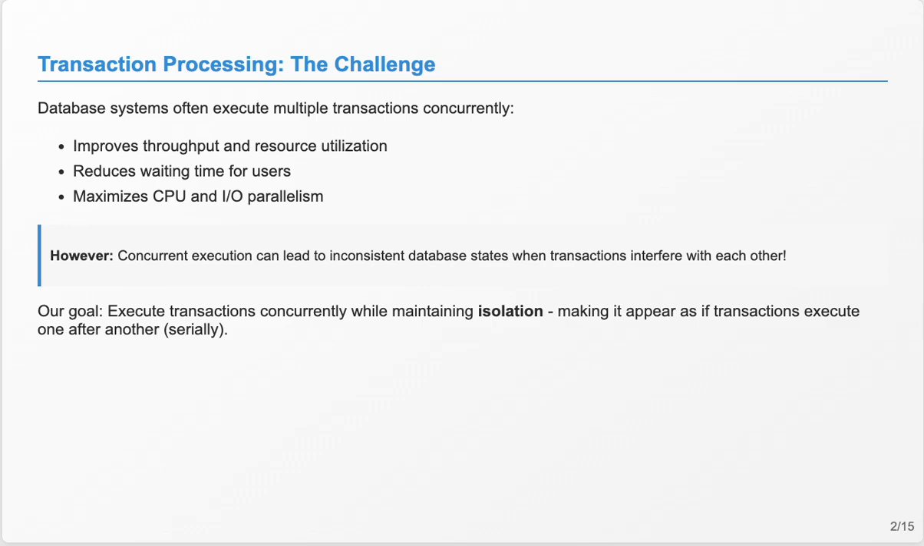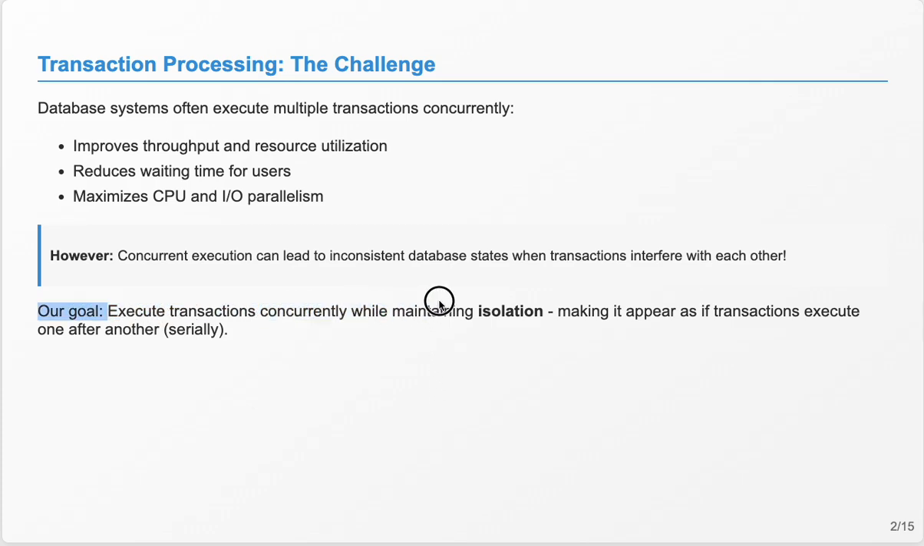Let's start by understanding the challenge we're facing. Modern database systems often execute multiple transactions concurrently. This concurrent execution brings several benefits. It improves throughput and resource utilization, reduces waiting time for users, and maximizes CPU and I/O parallelism. However, concurrent execution isn't without risks. When multiple transactions execute at the same time, they can interfere with each other, potentially leading to inconsistent database states.